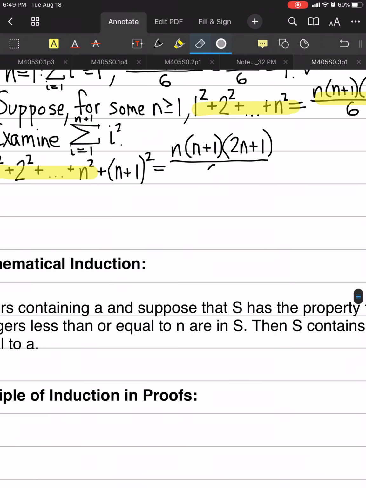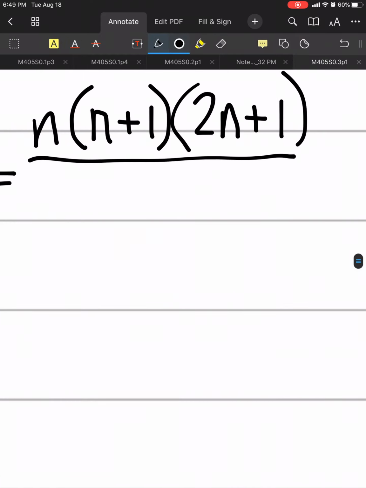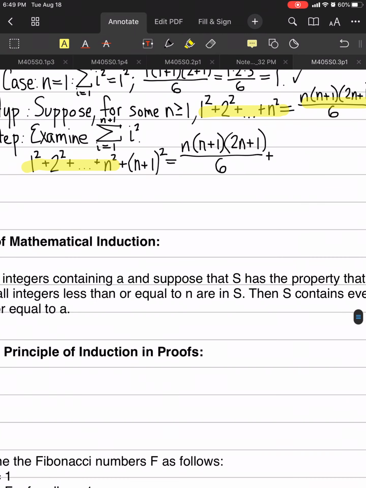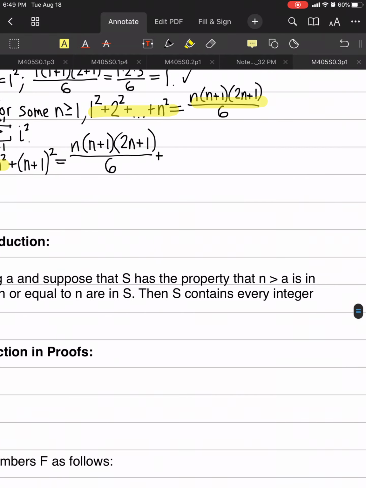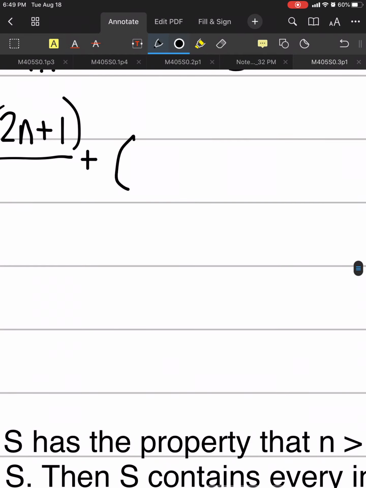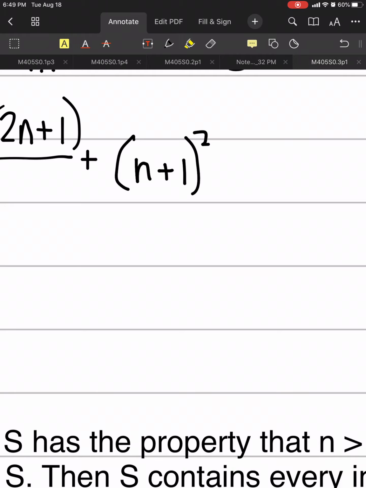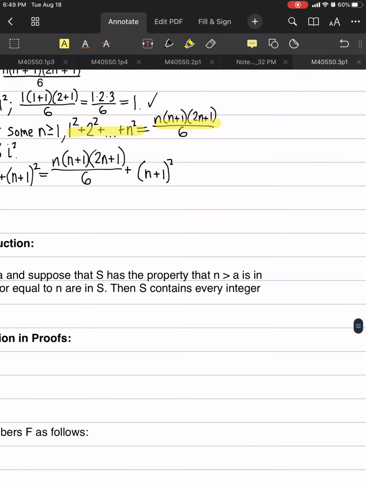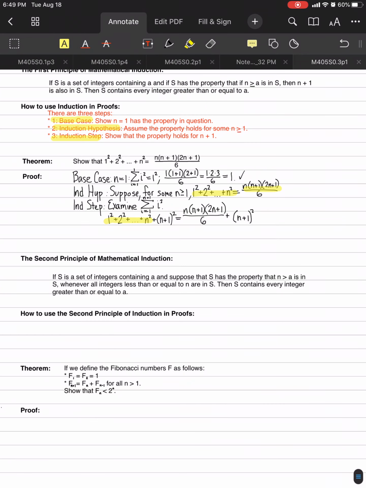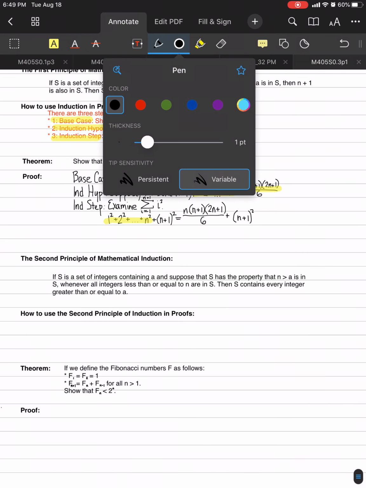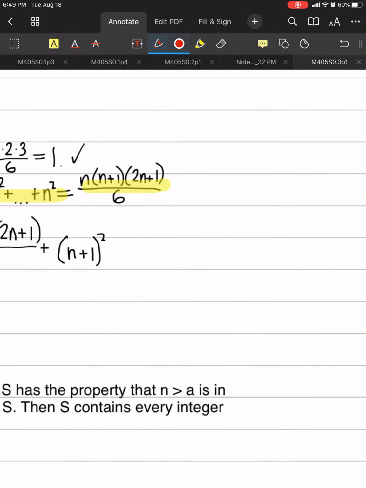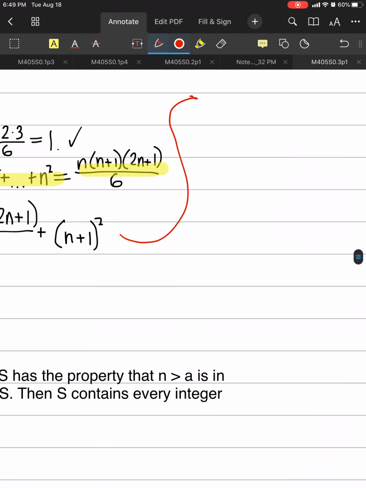And then we're not done here, because remember we only added up the first n squares there to get that. So we also still have n plus 1 squared. Now, we don't know that this is what we want it to be yet, but let's figure out what we want this to be.